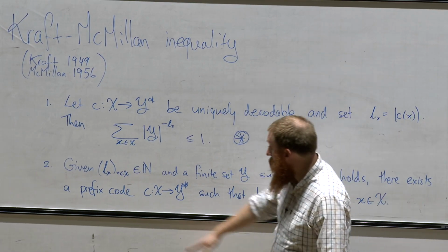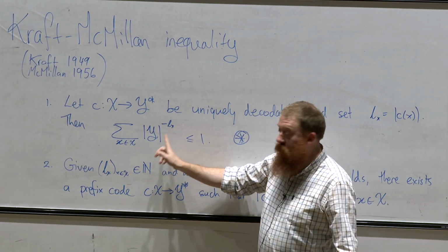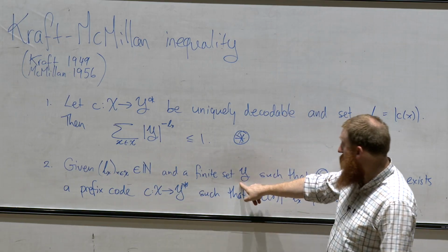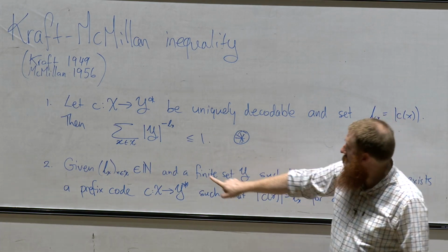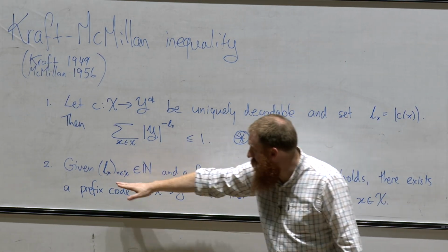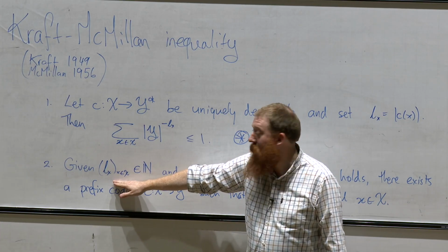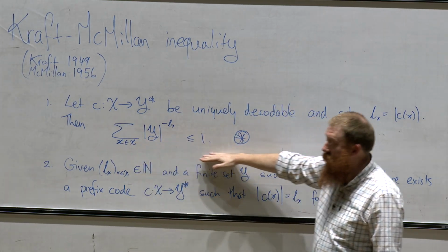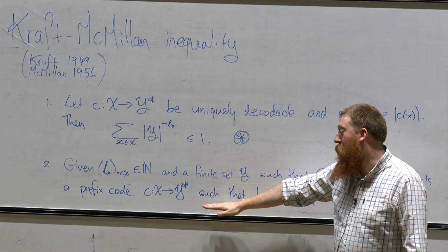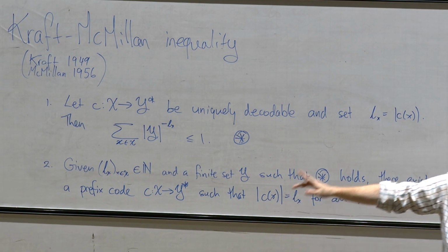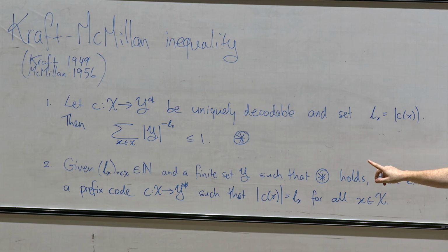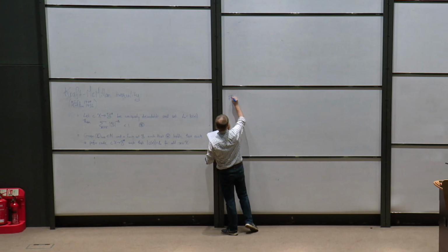Conversely, given numbers which satisfy this, so if I give you a finite set Y, an alphabet, and that defines this, and I give you some set of numbers such that this inequality holds, then there is a prefix code which has exactly those code word lengths. So we've got if and only if in this sense. Okay, so let's see the proof.